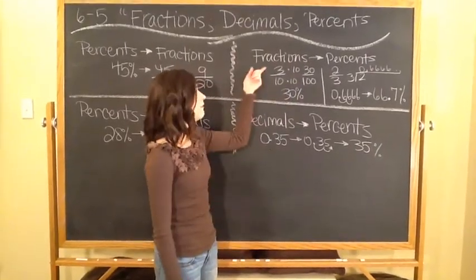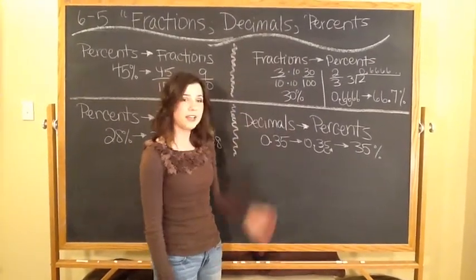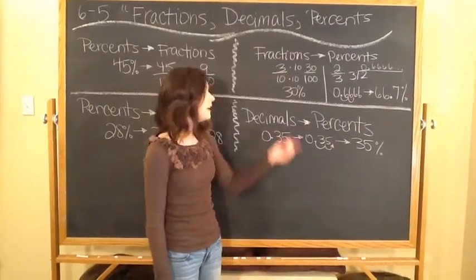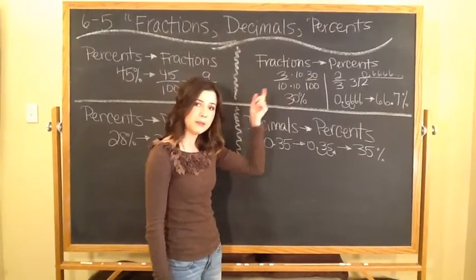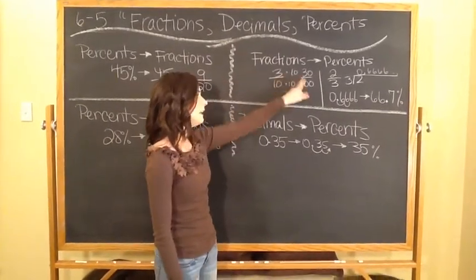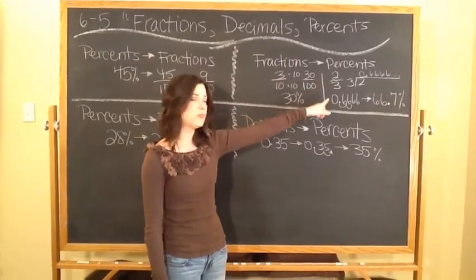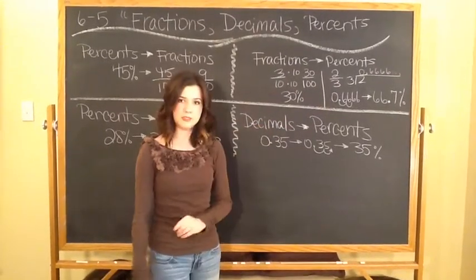For example, if we had 3 over 10, I know that 10 can go into 100 ten times. So 10 times 10 gives us 100. And I'm also going to have to do the numerator times 10 to keep it balanced. So 3 times 10 gives me 30. Once I have 30 over 100, my percent is just 30%.